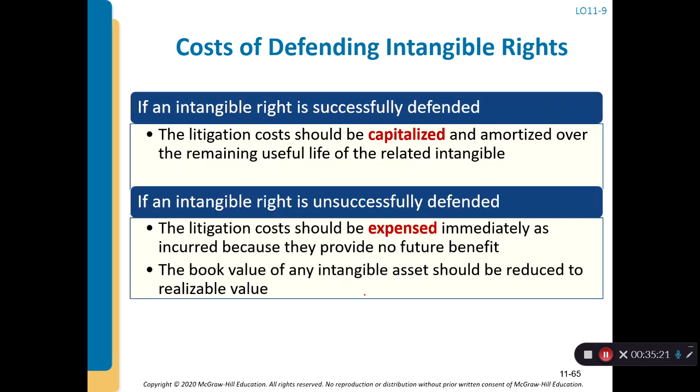And then the last thing I want to talk about is if you're spending money to defend your intangible assets, such as against infringement of copyright. If the defense expense, the litigation cost, successfully defends the intangible asset, that means you should capitalize it and amortize it over the remaining life of the asset. If the intangible right is unsuccessfully defended, that means the litigation cost has to be expensed immediately as incurred because it provides no future benefits. And the book value of any intangible asset should be reduced to realizable value at that point.